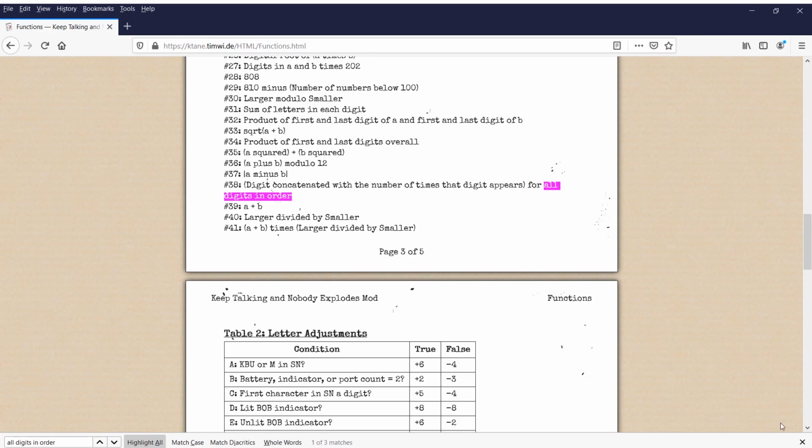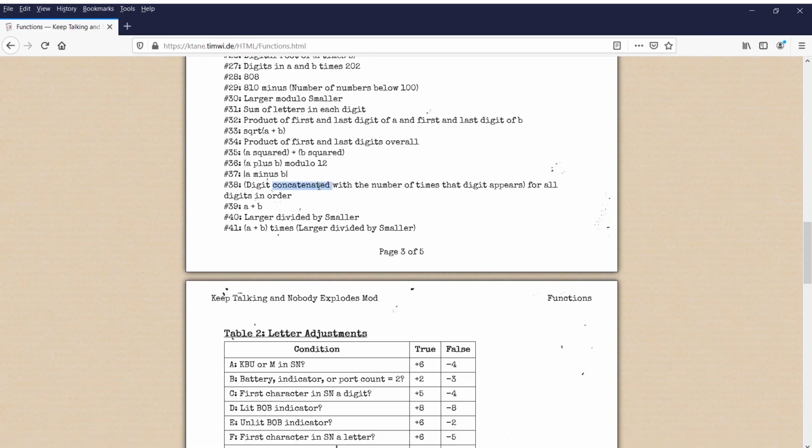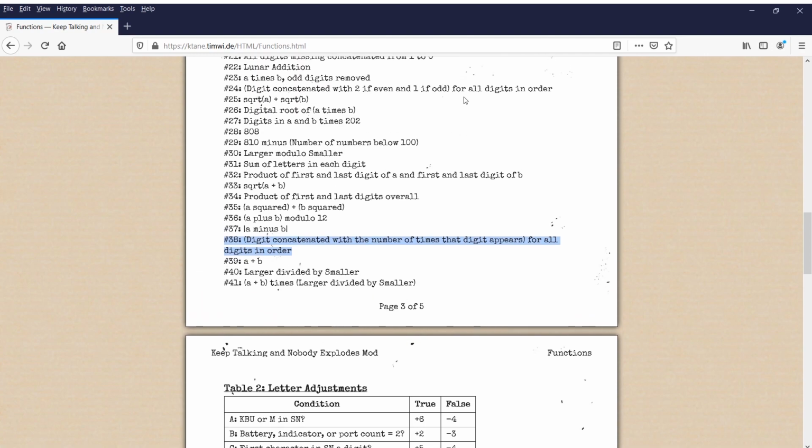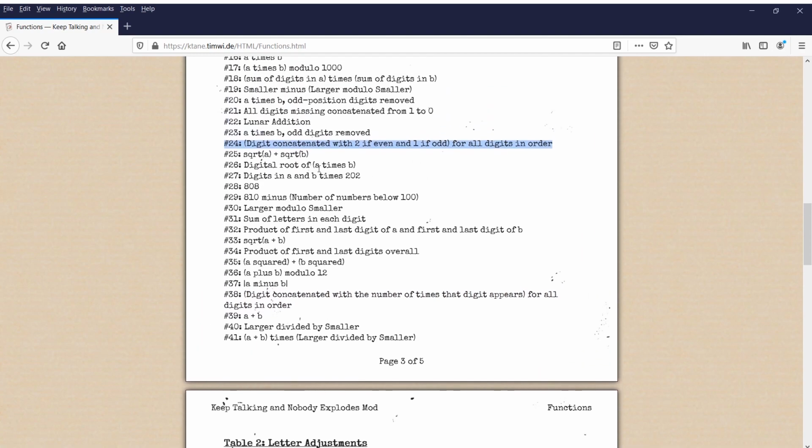Function 30. Okay. Function 38 says that. Wait, was it 38? In order? No, sorry. Function 24 states for all digits in order.